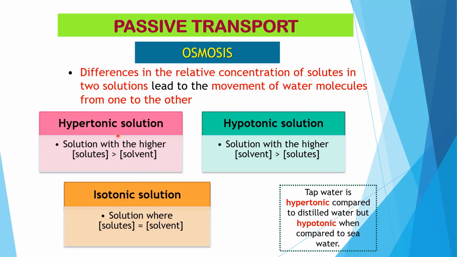In a hypertonic solution, the solution has a high concentration of solutes compared to the solvent. Hyper means more solutes. Hypo means less solutes, in which the solution has a high concentration of solvent compared to the solutes. Iso means same, in which the concentration of the solutes is the same as the concentration of the solvent.